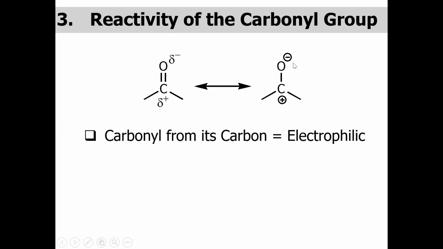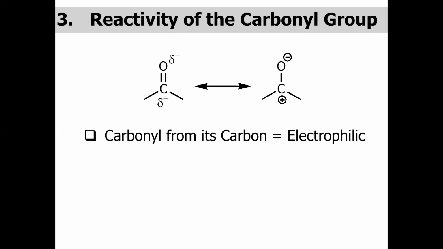Now let us discuss the reactivity of the carbonyl group. We have already discussed this structure, that carbonyl has two resonating forms. This is the most stable resonating form because in this case the carbon has the complete octet, while in this case we do not have the complete octet of the carbon. And of course this has partial positive and negative charge. It has the electron deficiency at this carbon, and we have more electrons on this oxygen.